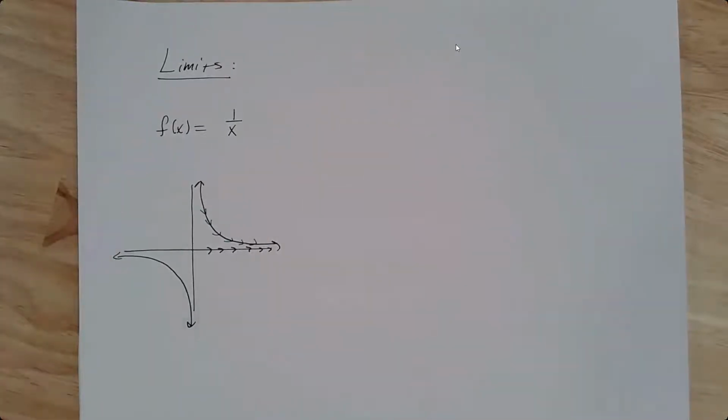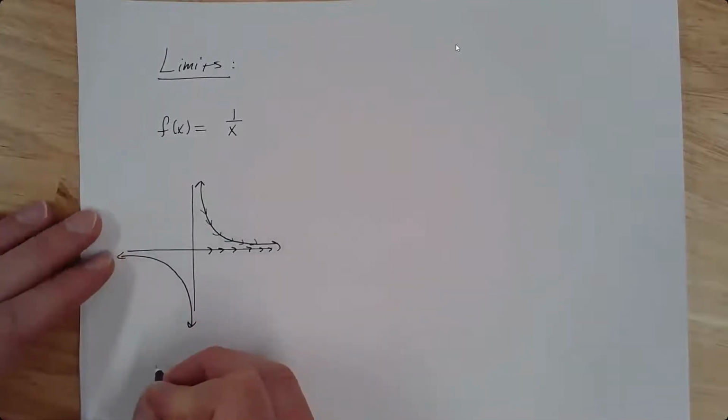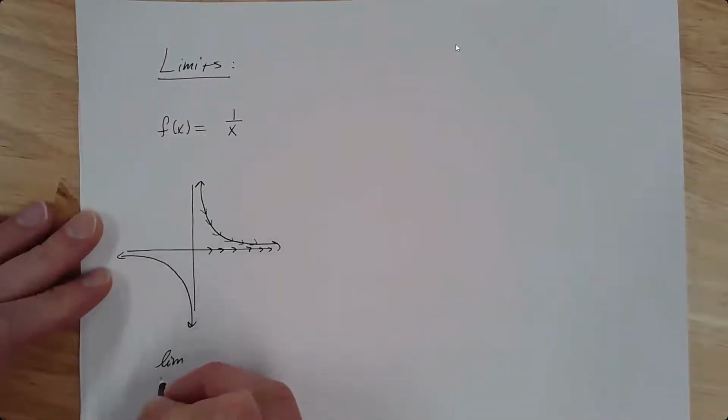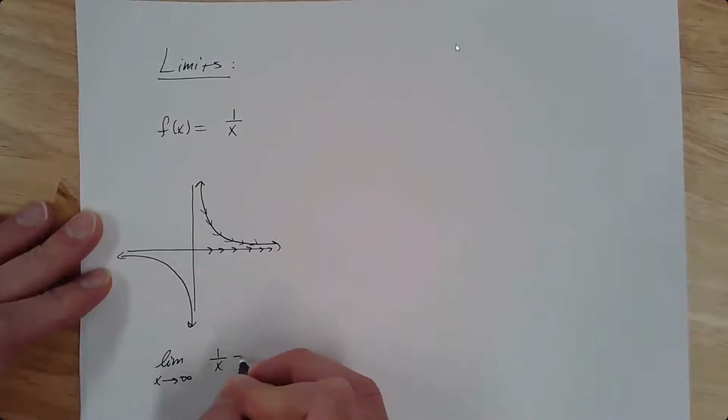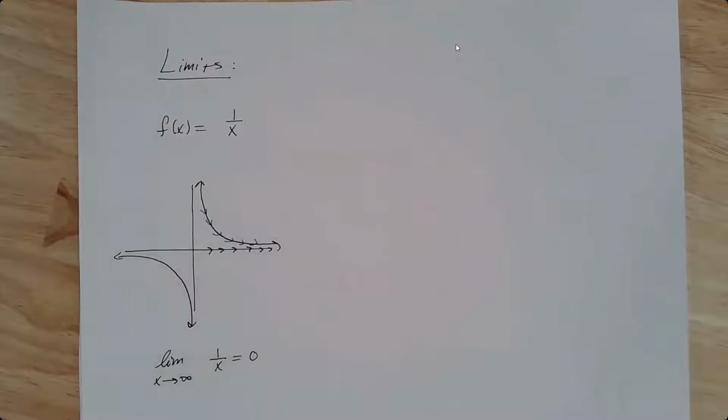I feel like that's not really a good use of our time. But we can definitely see that the limit as x approaches infinity of 1 over x is indeed 0.